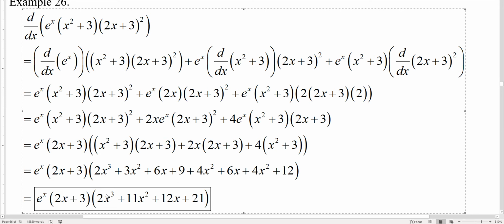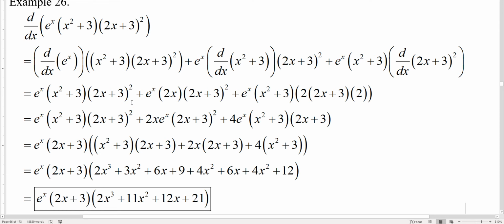Combine like terms, we get 2x cubed plus x squared. So we got 3 plus 4 is 7. And 4 more is 11 x squares. 6x's plus 6x's is 12x's. And then 9 plus 12 is 21. And so we see that it's at least partially factored out. This may be able to be factored a little bit more depending on what we allow for coefficients. But there we can see that worked out.